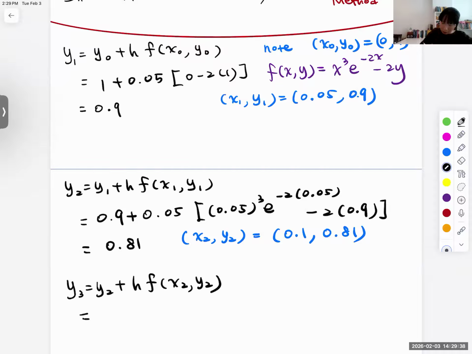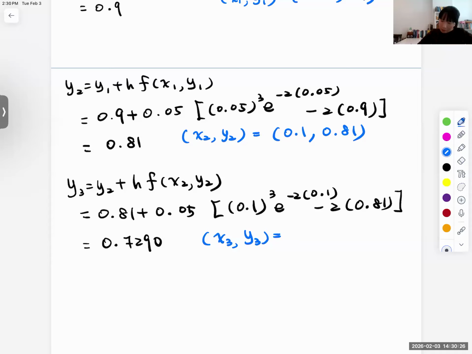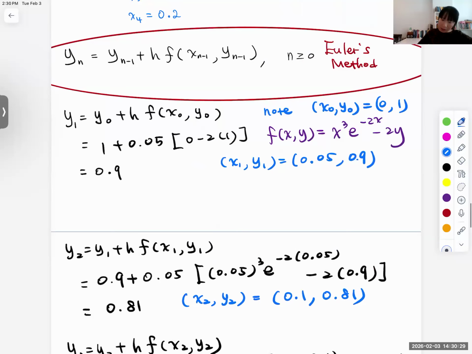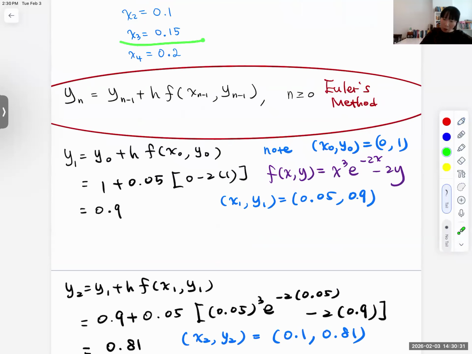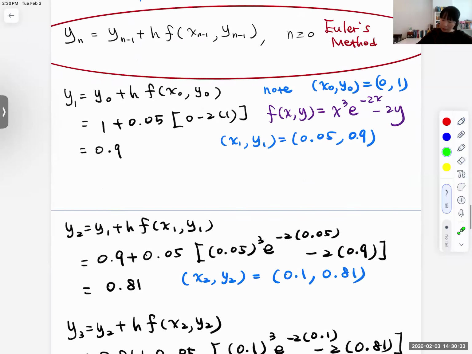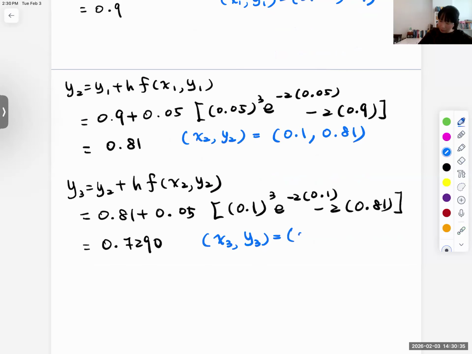Okay, 0.7290. All right, so we have x sub 3, y sub 3. x sub 3 is 0.15, and y will be 0.7290. All right, okay, the last one.